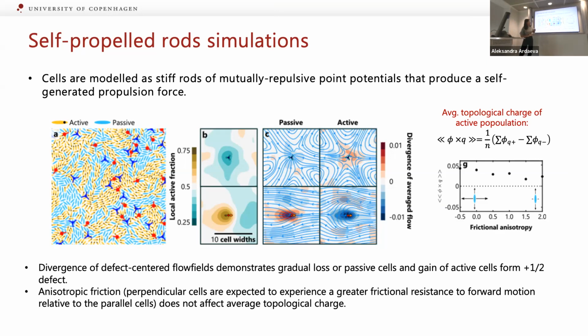So in order to study this, they looked at different frictional anisotropy values, and they looked at the average charge of the active phase. So they looked at all the places where the active fluid particles are, and they just calculated the charge. But what they saw is that frictional anisotropy does not affect that. So this was not what was causing this phenomenon.